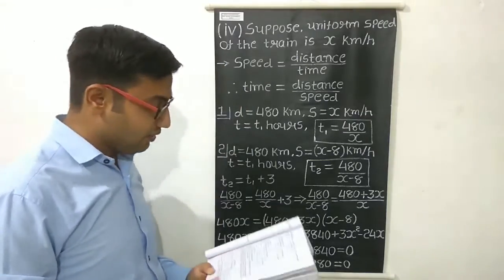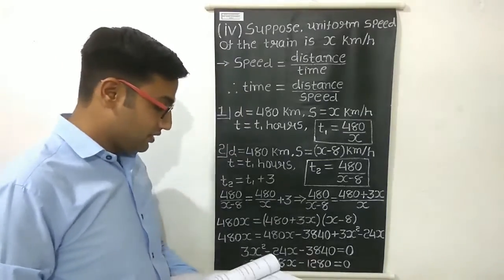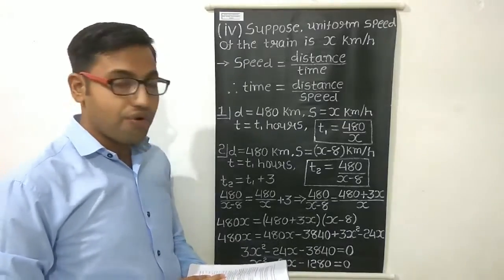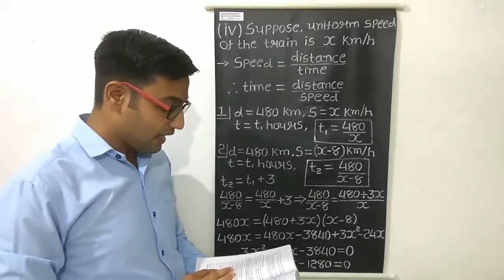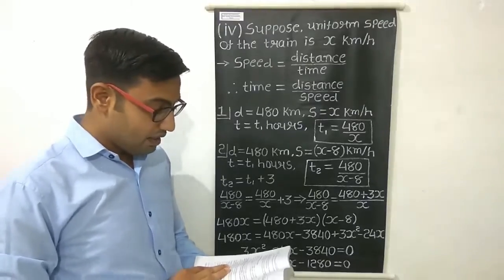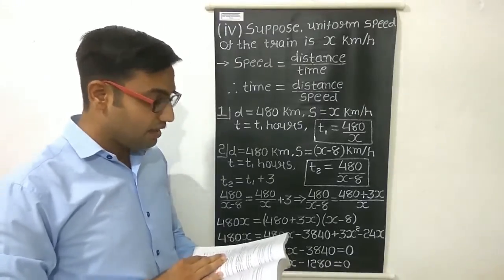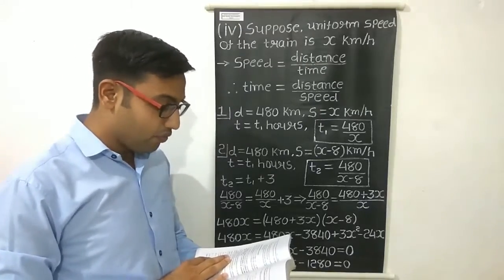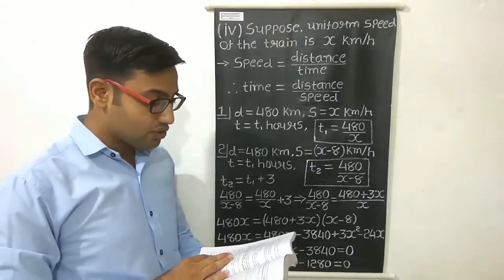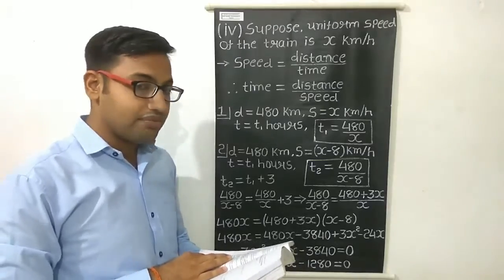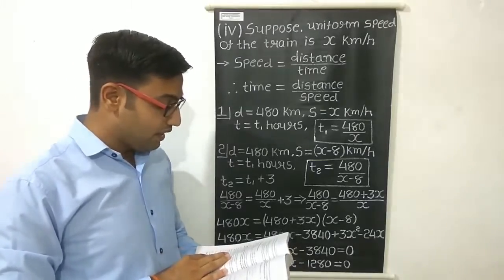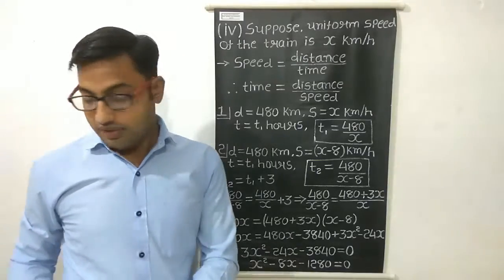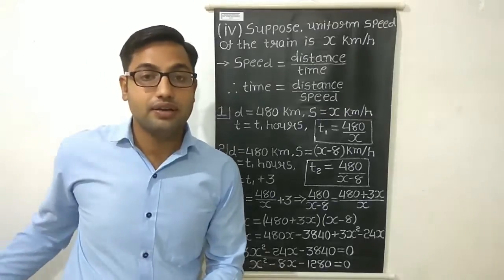So what is the question? The question is, a train travels a distance of 480 km at a uniform speed. If the speed had been 8 km per hour less, then it would have taken 3 hours more to cover the same distance. We need to find the speed of the train. So here we have to find out the speed of the train.